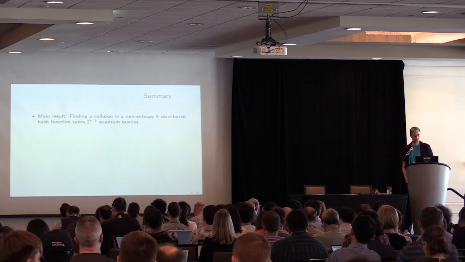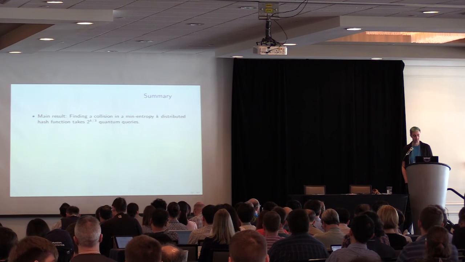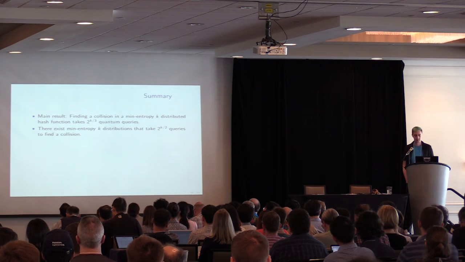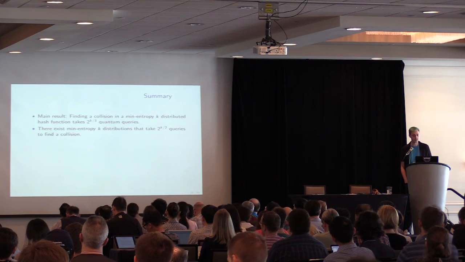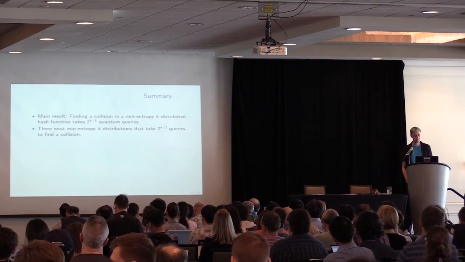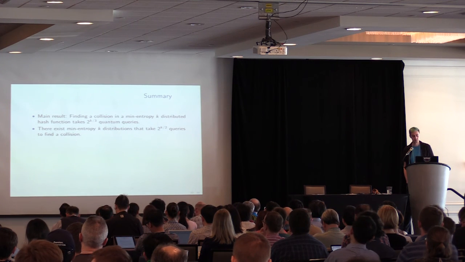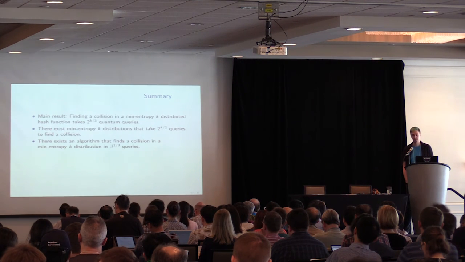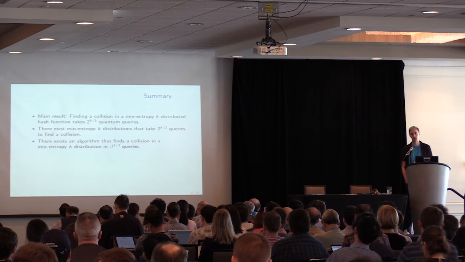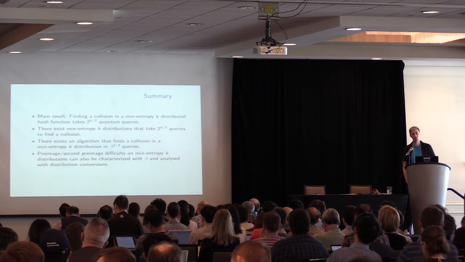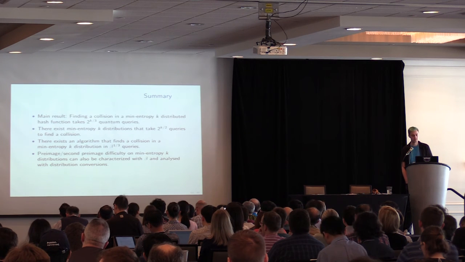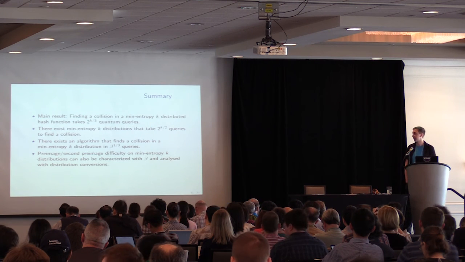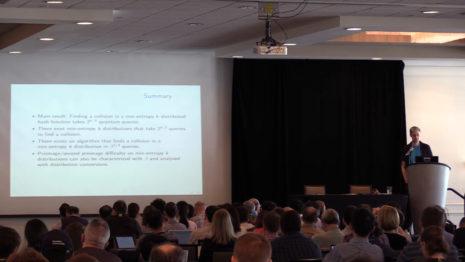So to summarize, our main result was that finding a collision in min entropy K distributed hash functions takes 2 to the k/3 quantum queries. But we also looked at several other things, which I'd like to quickly highlight now, which includes that there exist min entropy K distributions that take 2 to the k/2 queries to find a collision. There exists an algorithm that finds a collision in min entropy K distributions in beta to the 1/3 queries, so we actually show an upper bound there. And then we also took some time to analyze pre-image and second pre-image difficulty on min entropy K distributions and showed how we can characterize these with beta and analyze them with these distribution conversions.